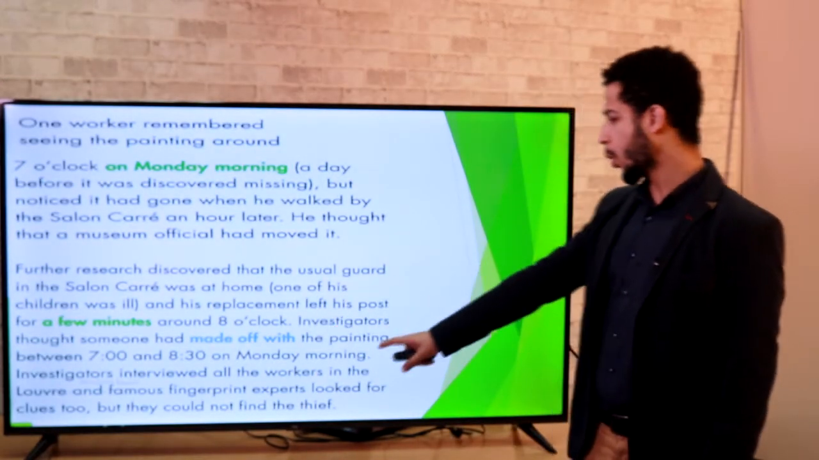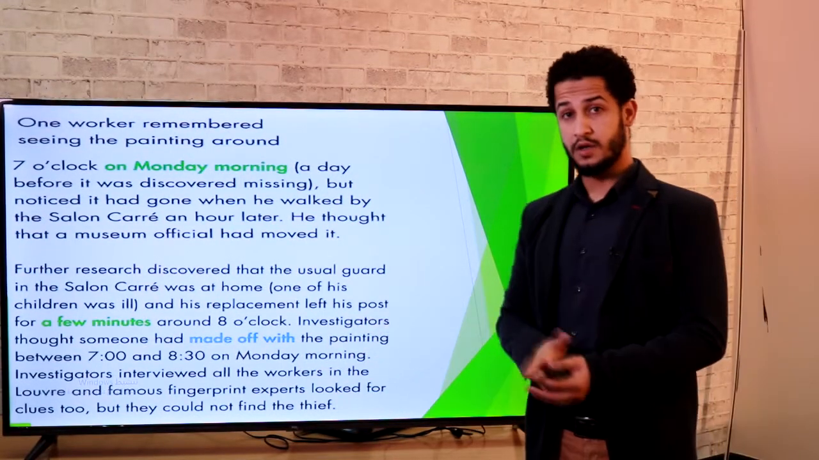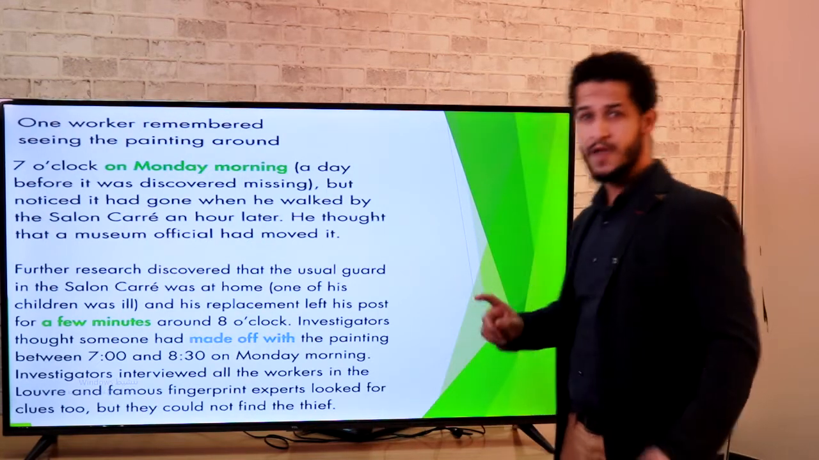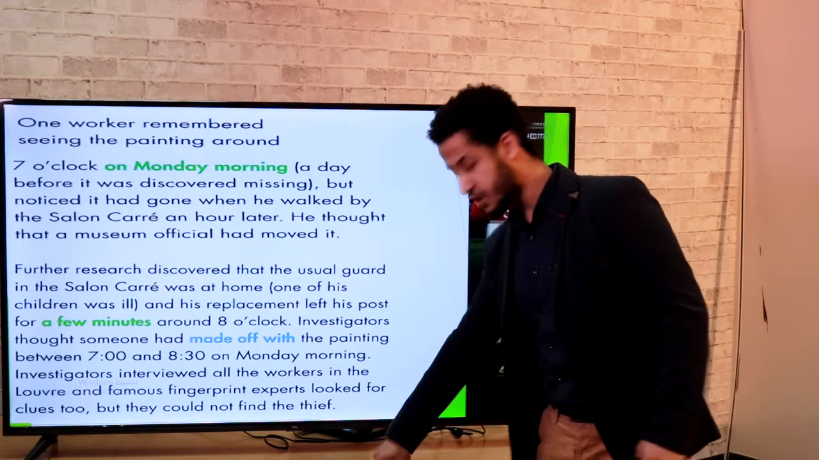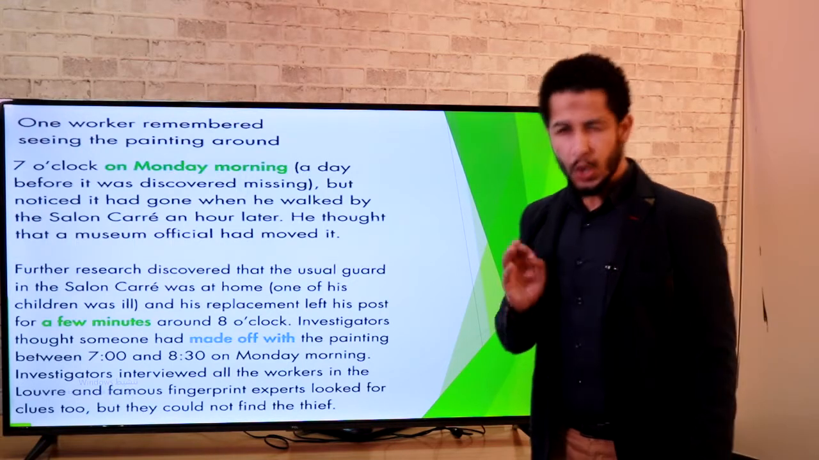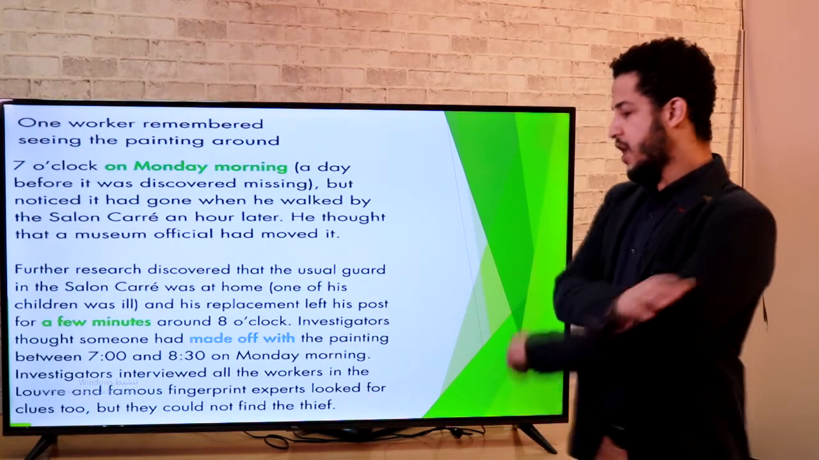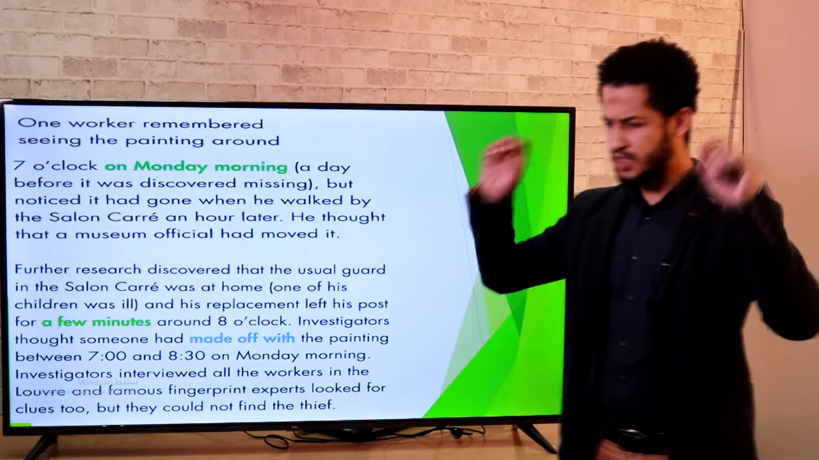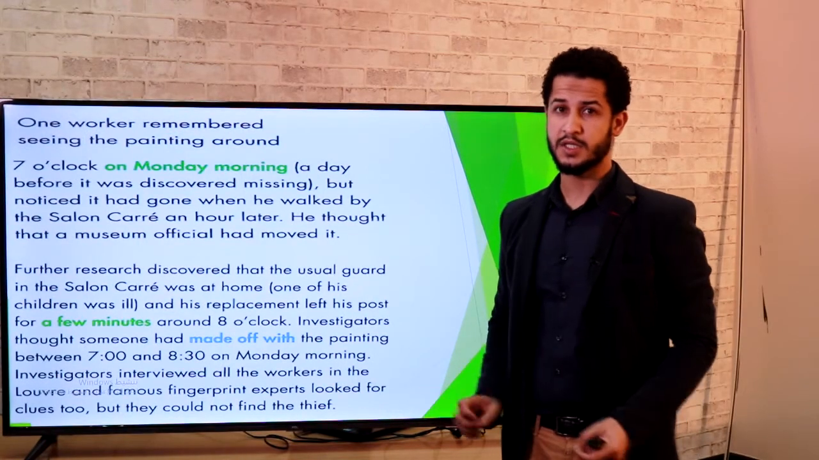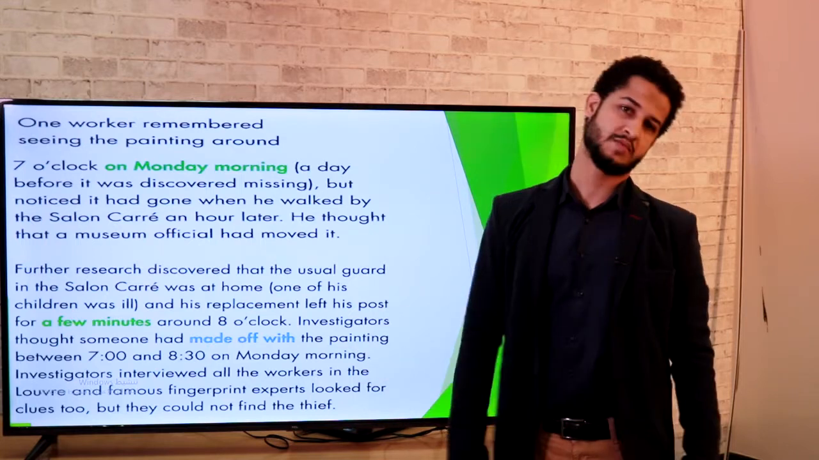Investigators interviewed all the workers in the Louvre and famous fingerprint experts. People who can check the fingerprints came and looked for clues, evidence too. But they couldn't find the thief, so they did everything. They knew only the time of the theft, but they didn't know who the thief was or how he stole the Mona Lisa.